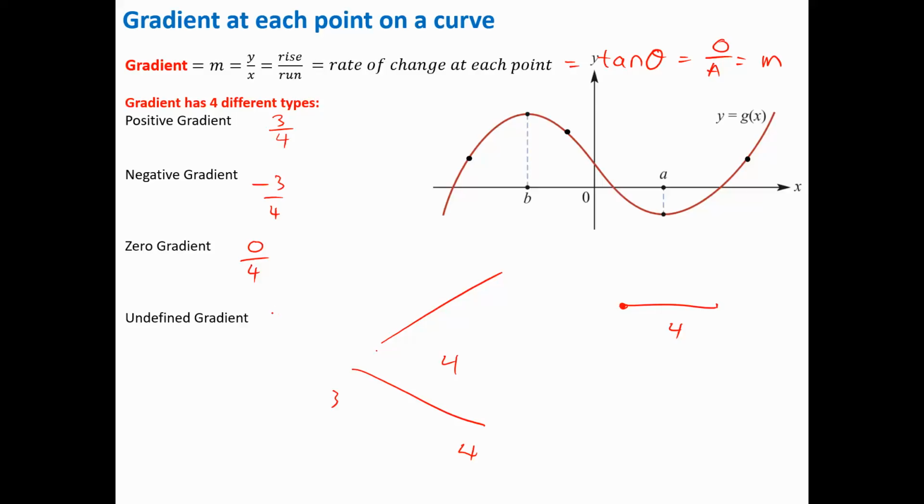And similarly, if I then changed it to 4 over 0, it just means go up by 4, but you don't move left or right, which is why we say that's a vertical line, and we call that undefined, because 4 divided by 0 is undefined.